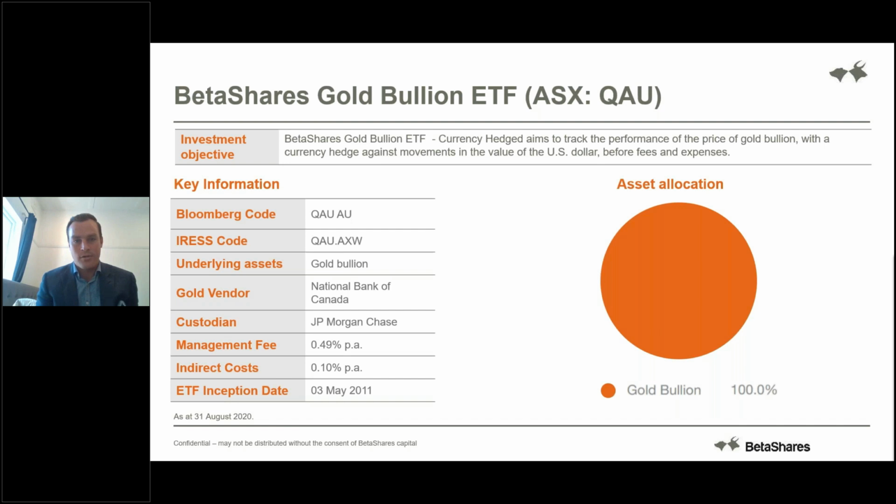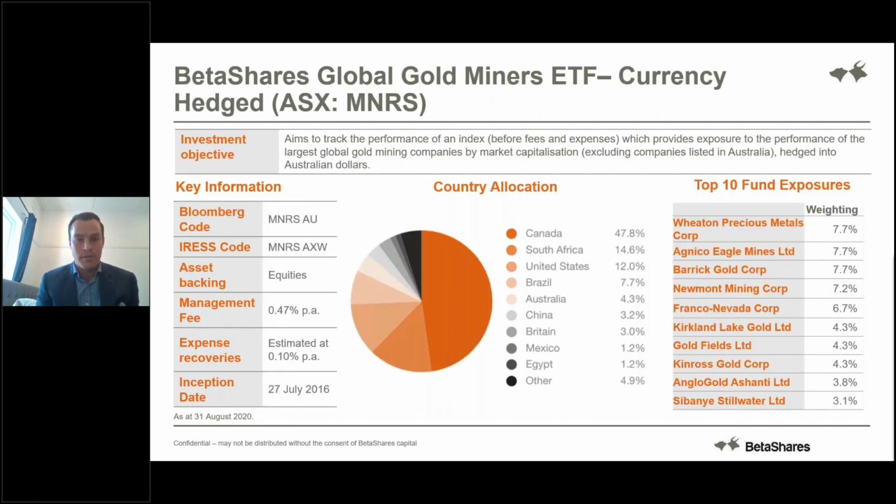The other option in terms of getting an exposure to gold is to get the exposure to the companies that are pulling it out of the ground. So we have the BetaShares Global Miners ETF, which again is currency hedged and trades under the ticker code of MNRS. And that's at a manager fee, including the expense recoveries, of 57 basis points. And that's a diversified exposure across those large global mining companies, ex-Australia, which is important as well. So you're not getting any overlap here in Aussie.